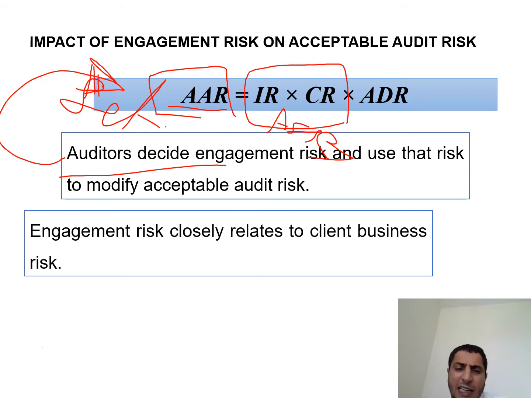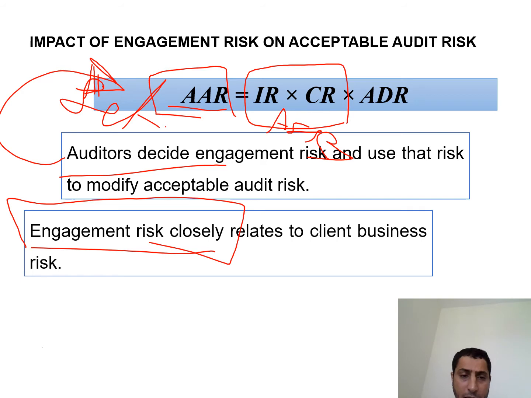So what is engagement risk actually? From the name, it is any risk or any harm that the auditor will face and carry associated with the engagement with a particular client. This engagement risk may be loss of reputation or loss of financial interest. A good example, I will discuss in the next slide.